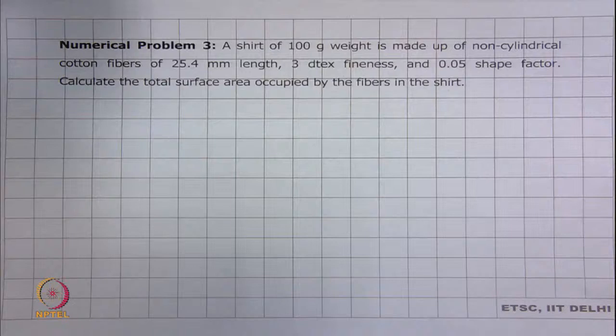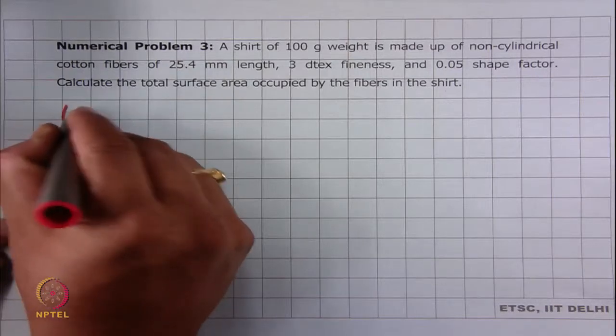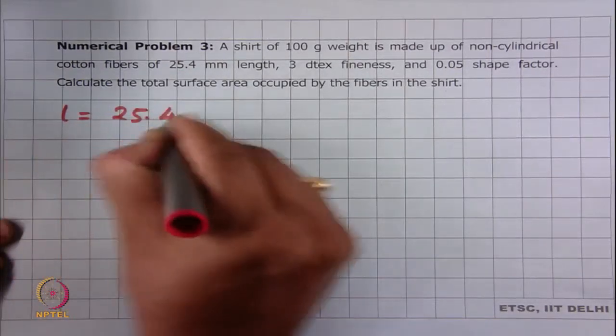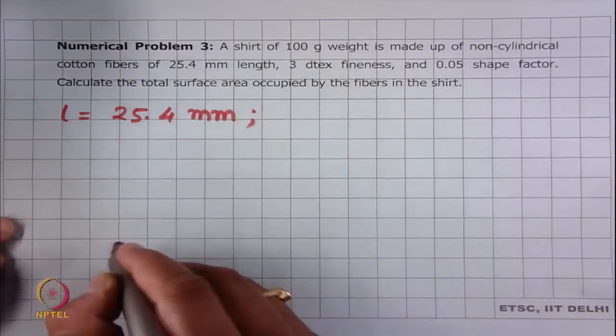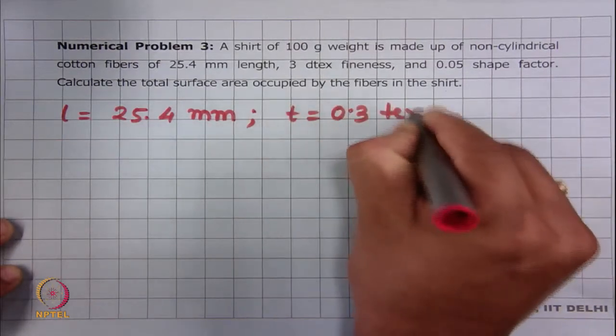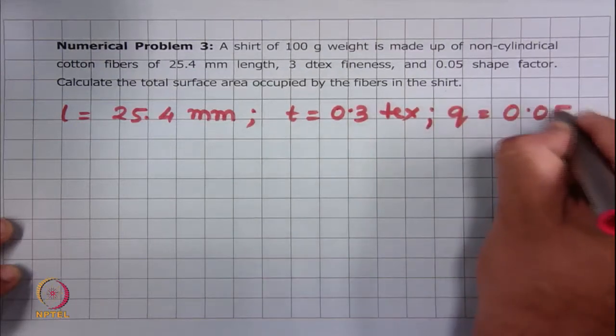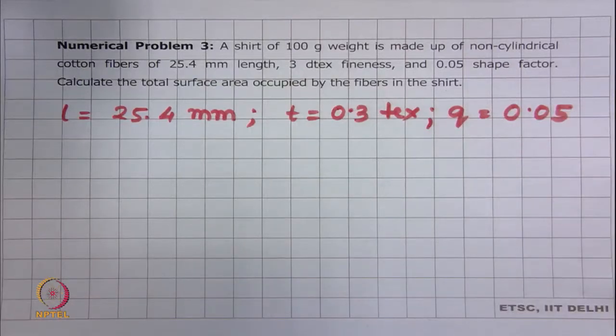Okay. So, what is given here? L (25.4), T (0.3 tex), Q (0.05). And the mass of the whole shirt is given as 100 gram. Okay. You have to calculate the total surface area occupied by fibers in the shirt.